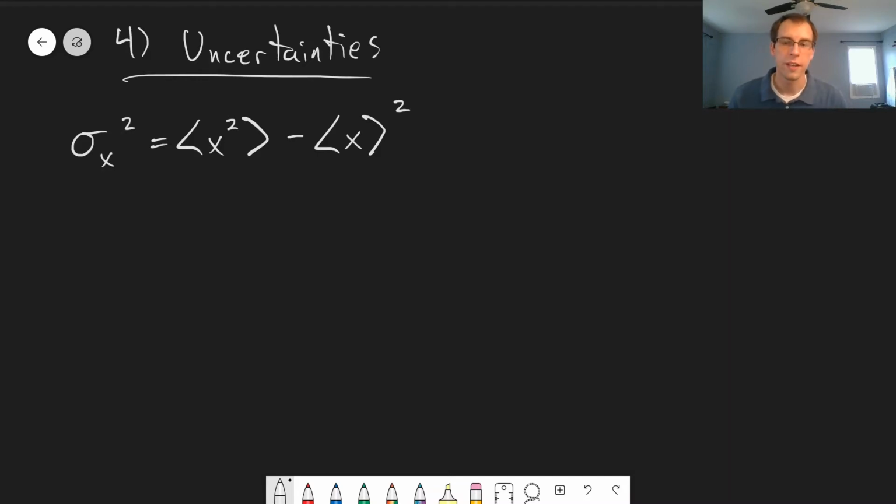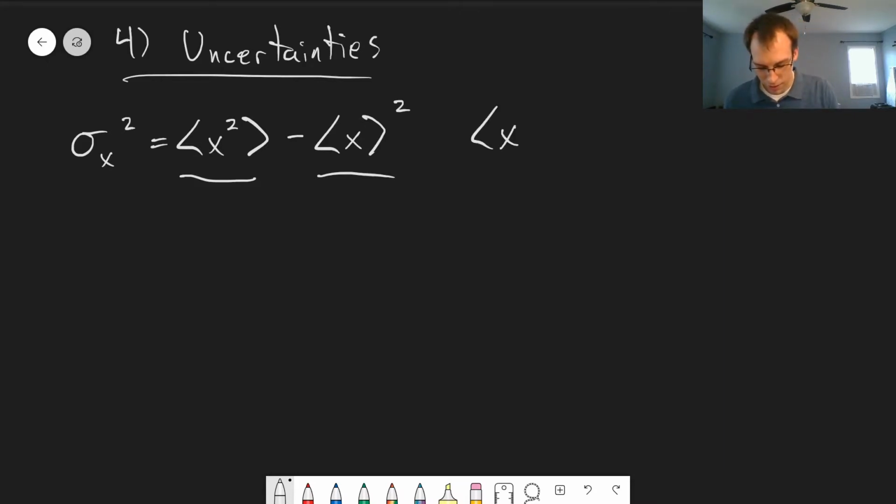The final thing we'll look at is finding uncertainties in the observables that we can look at. I wrote this equation up previously, but the variance in a particular observable is given by the expectation value of the square of that observable minus the expectation value squared. Now, these are not the same, and let's look at how those are different.